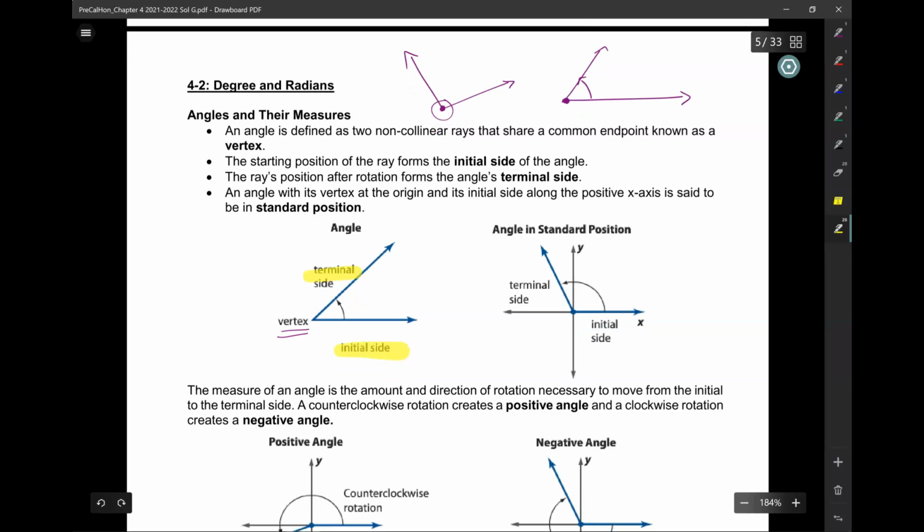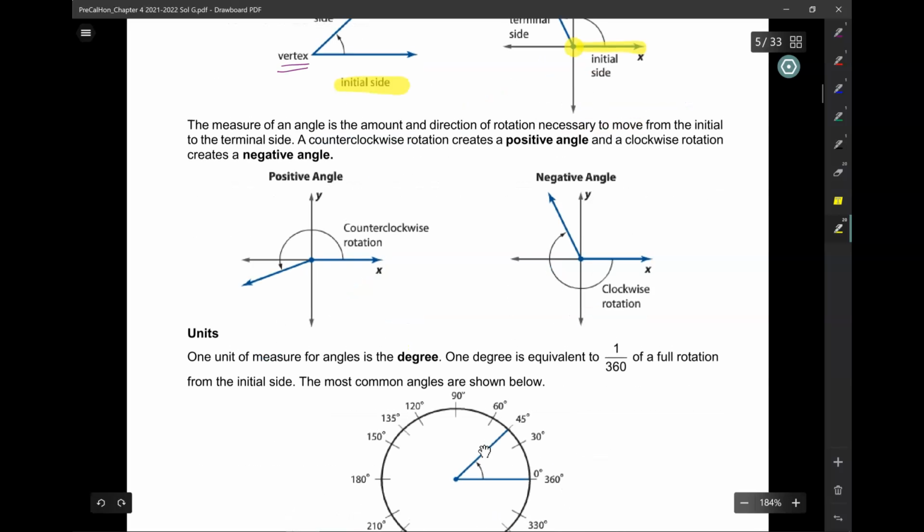Now, an angle can be anywhere in space. But if you take your angle and you anchor it down on the x and y coordinate plane so that the vertex is at the origin and the initial side lies on top of the x-axis, we call that an angle in standard position. All right? Okay. Now, let's talk about how you measure an angle.